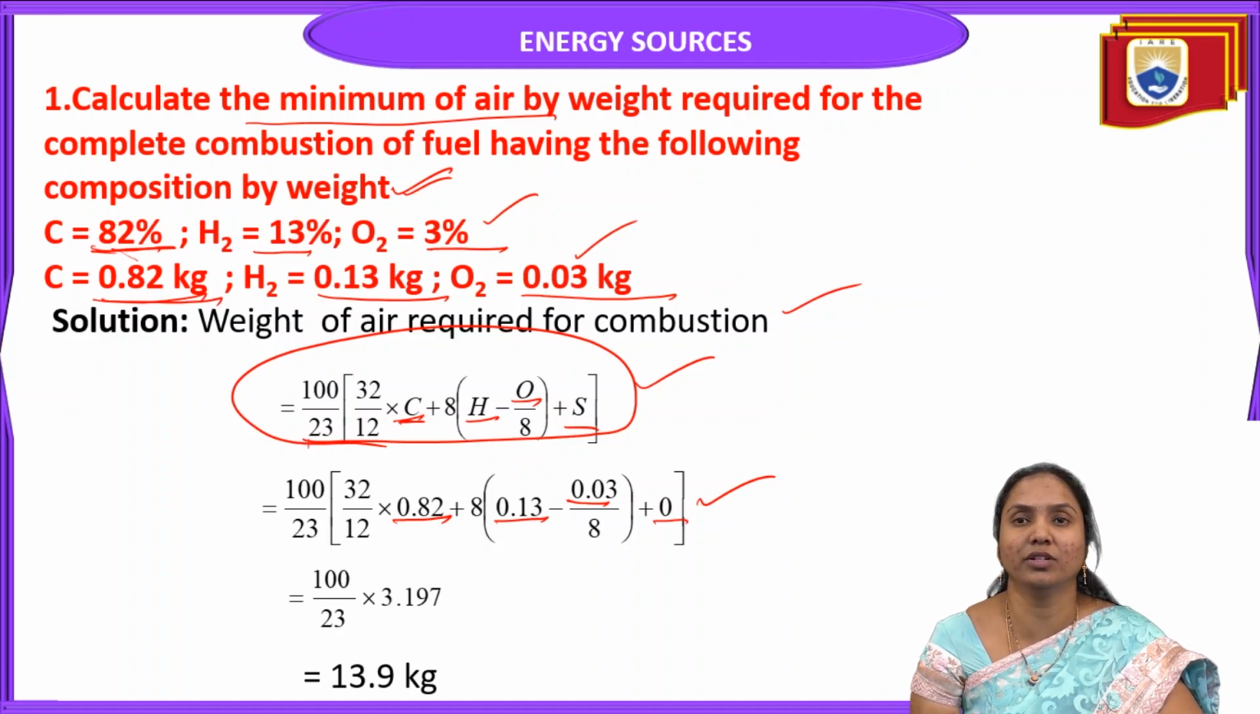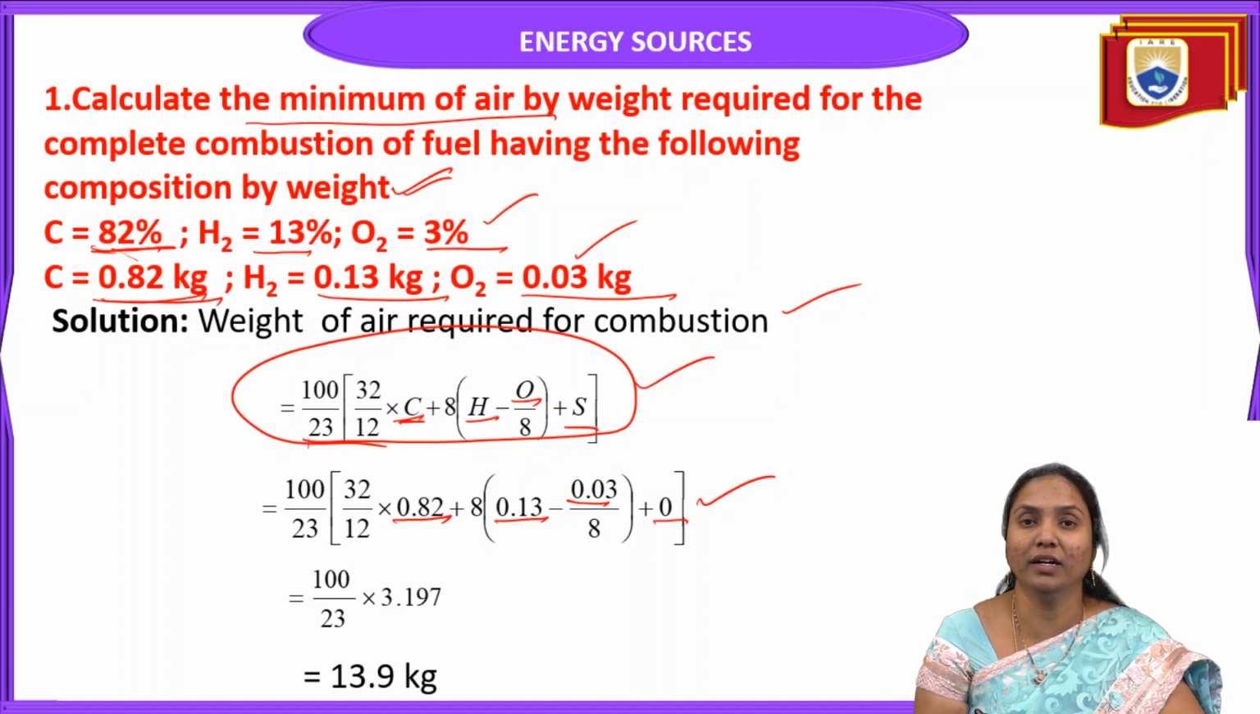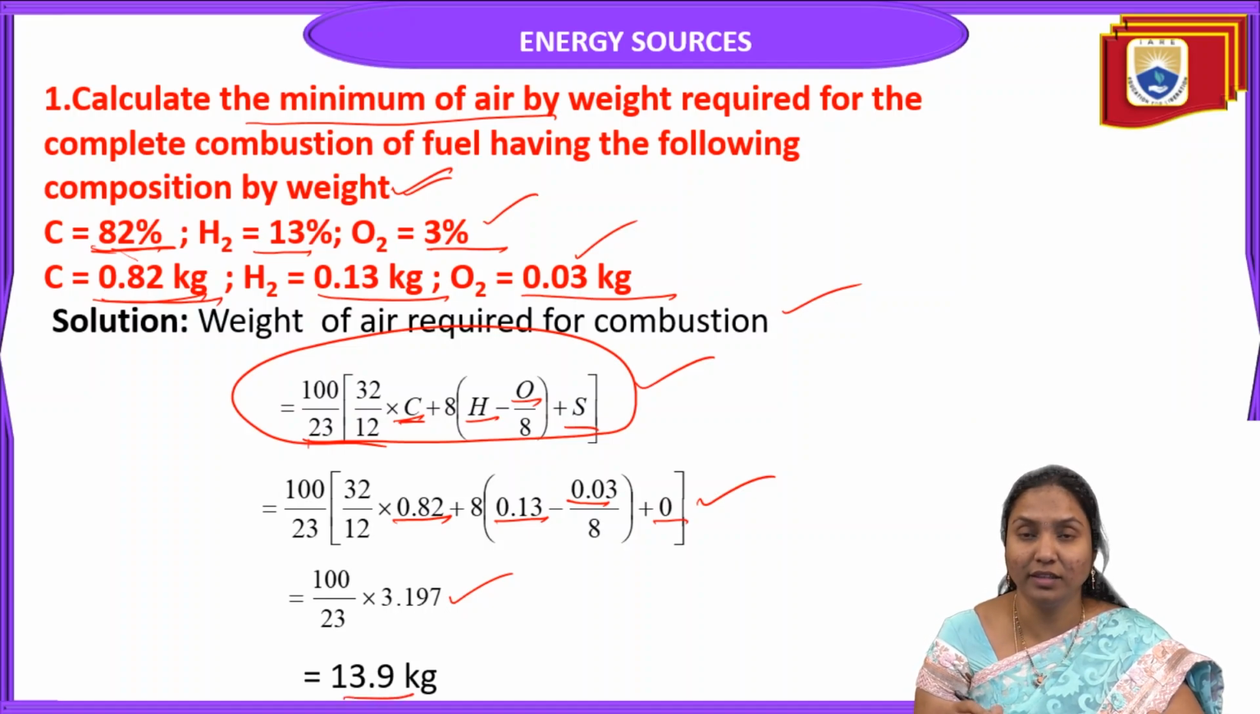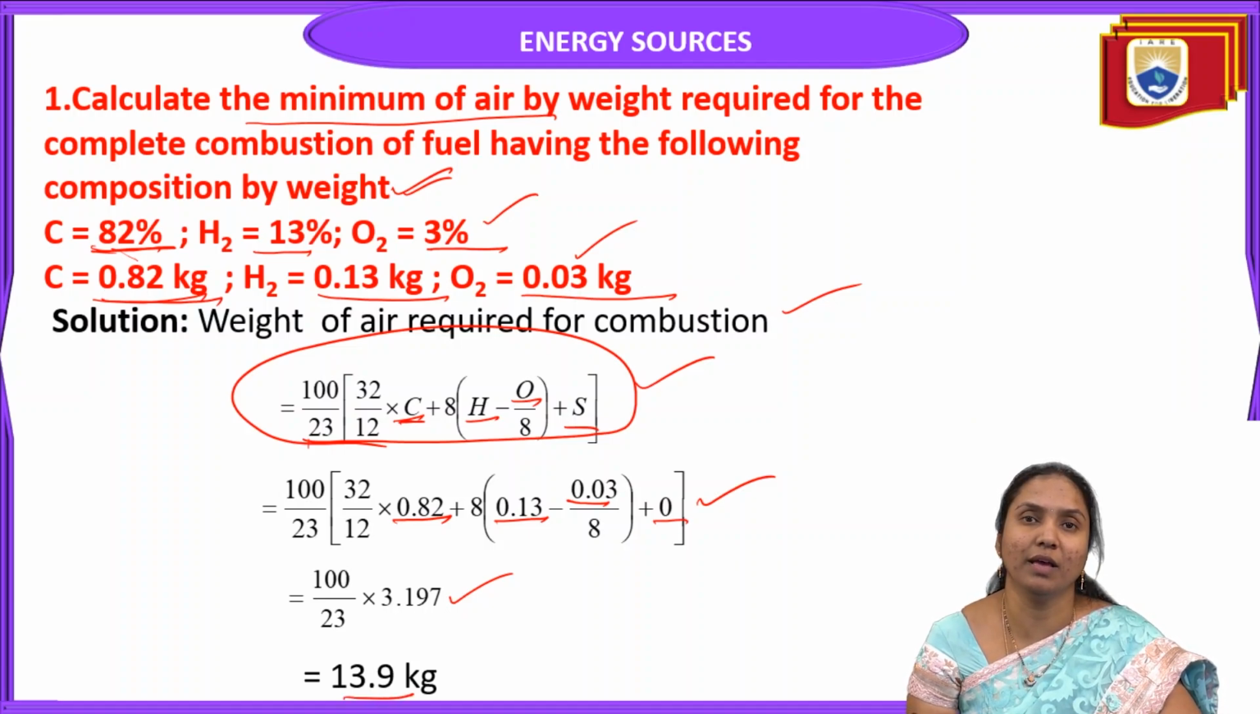So after calculation we'll get 100 by 23 into 3.197. After calculation finally we'll get 13.9 kilograms. So the weight of air required for complete combustion of fuel is equal to 13.9 kilograms.